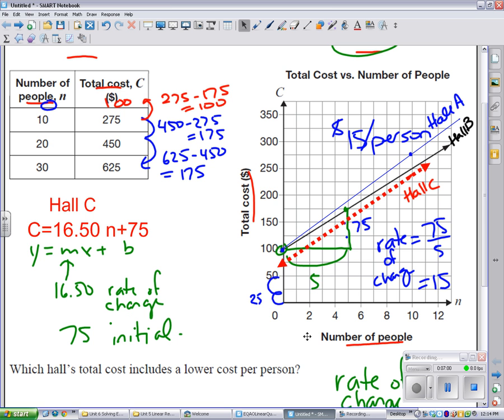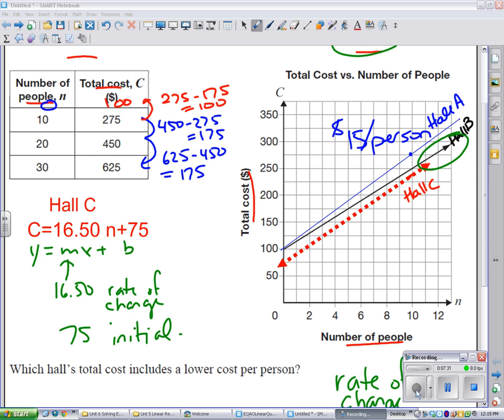So there are a couple of things that I can say about this relationship then. At the start, it appears that for 0 people, the cheapest option is Hall C. At some point, the halls are going to switch from cheapest to not as cheap. So if I continue extending, I see that in this direction, eventually Hall C's cost will overtake Hall B's cost.